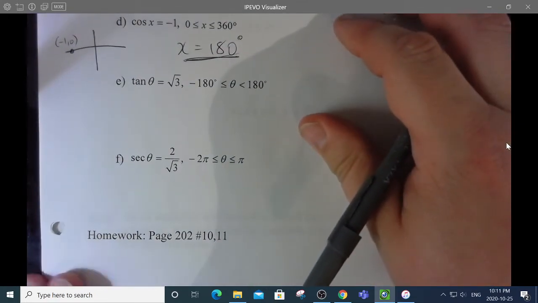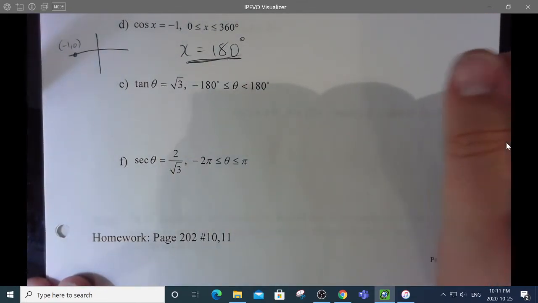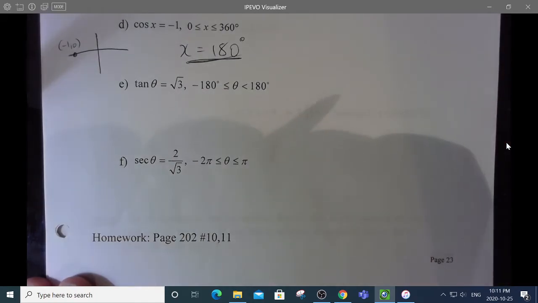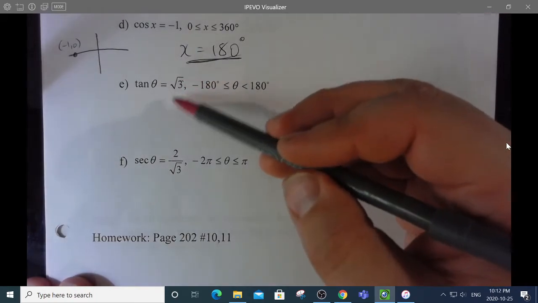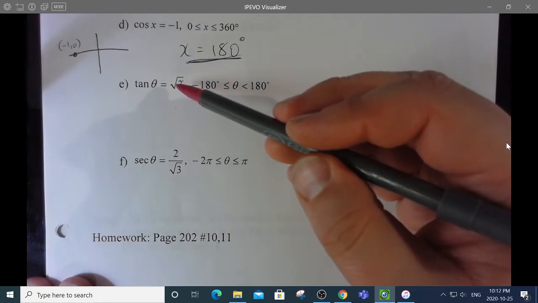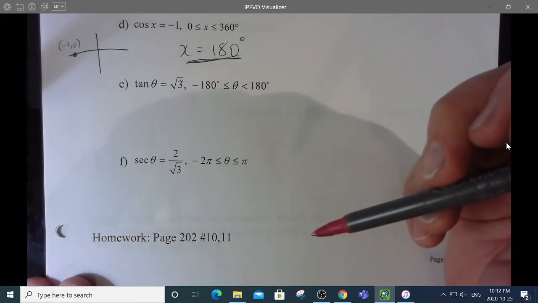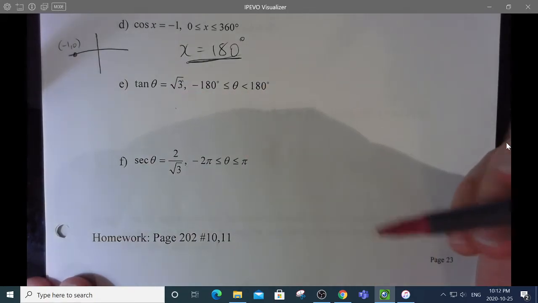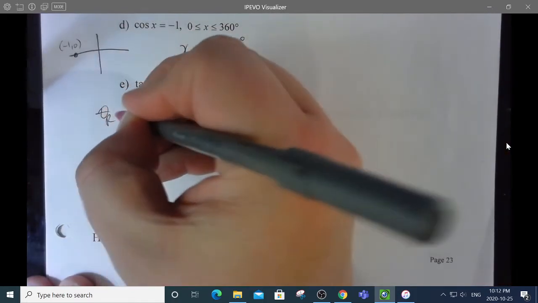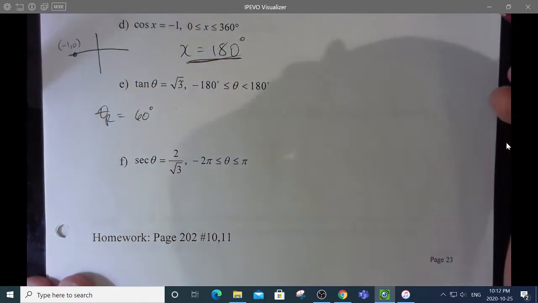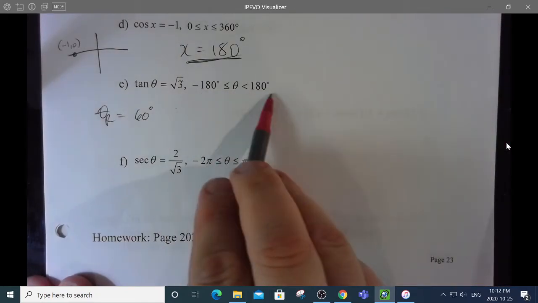All right. Who remembers where tangent is √3? Here's what I remember. I remember that tangent is y over x. So which one has the sine value where √3 is on the top? And that's in the 60 degree family. So my reference angle is 60 degrees. Okay? But look at this one.